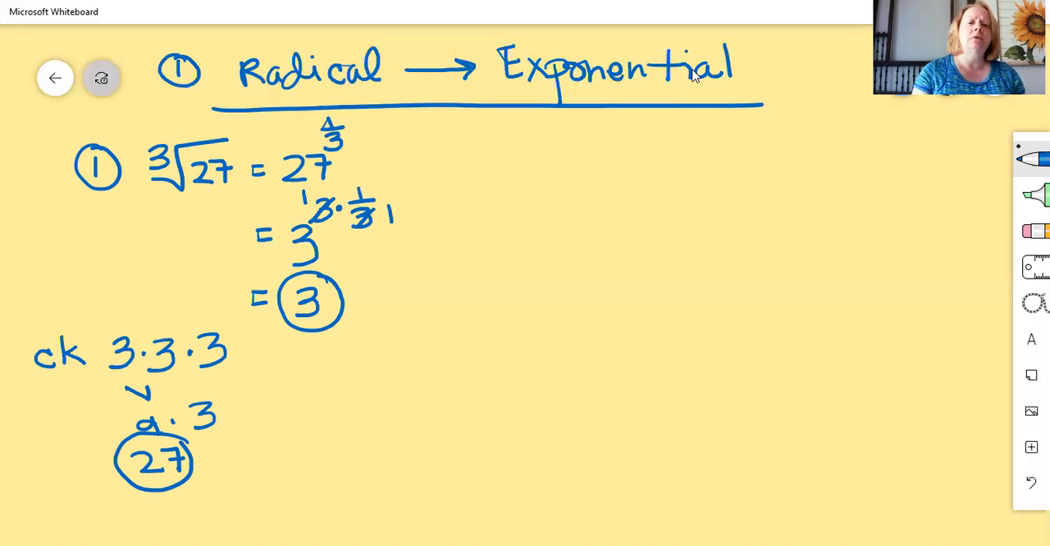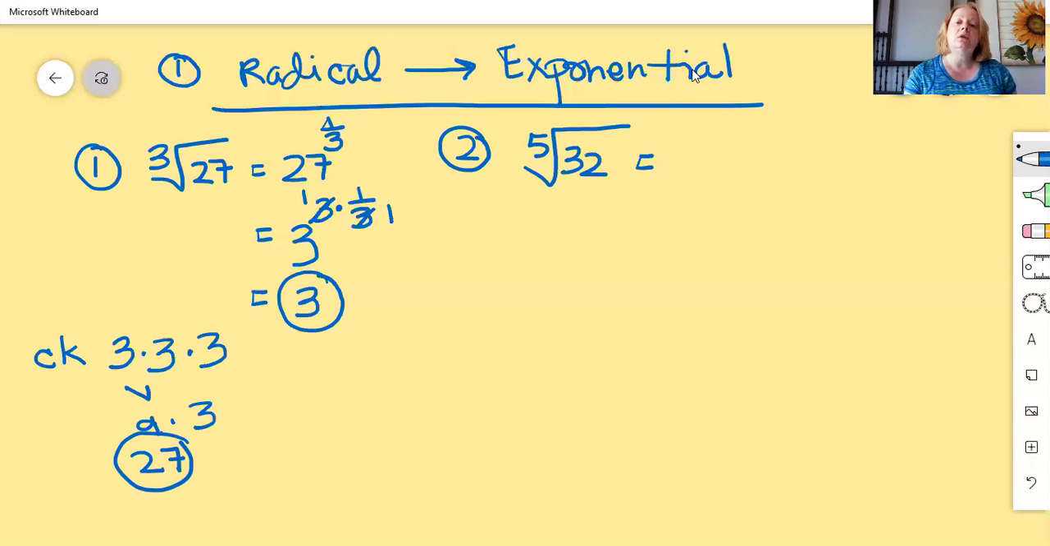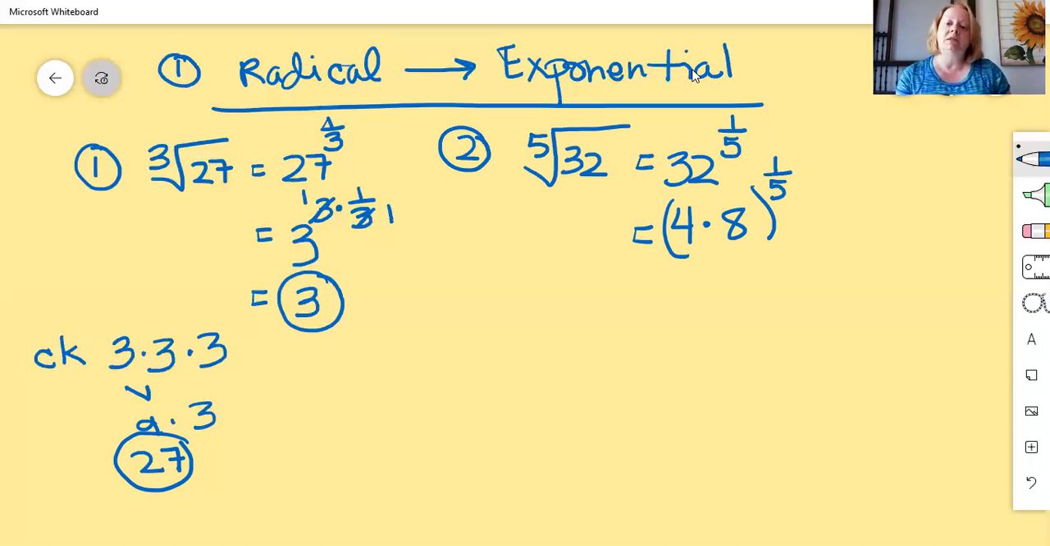Okay, so let's look at another one, number 2 here. Let's say I have the 5th root of 32. So that's going to be 32 to the 1/5 power. Okay, so you're like, well, Miss Poust, I know that 4 times 8 is 32. We have to put parentheses around it because this is a product here. So that's why you need the parentheses.